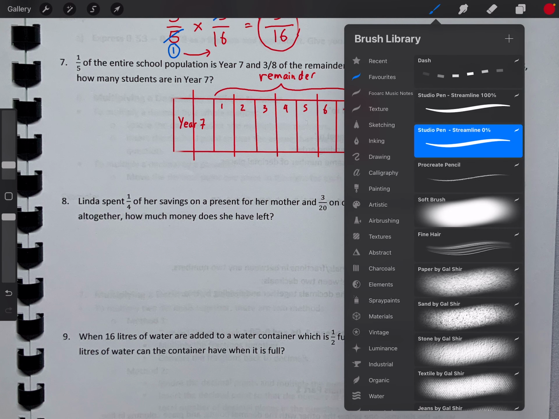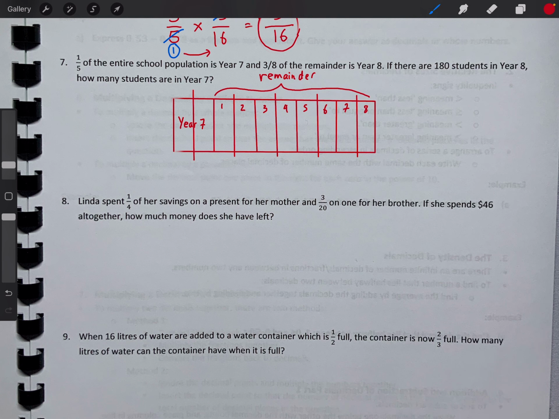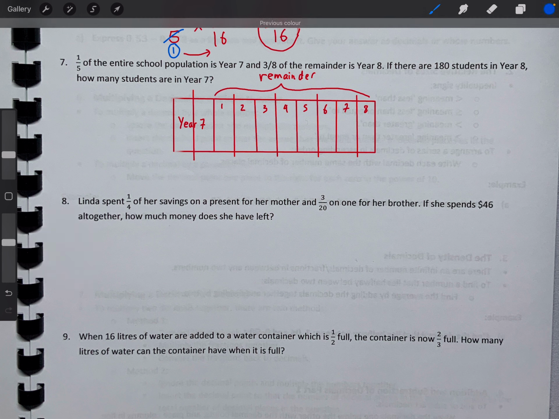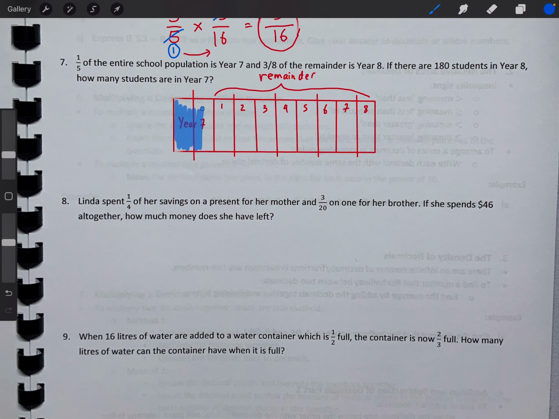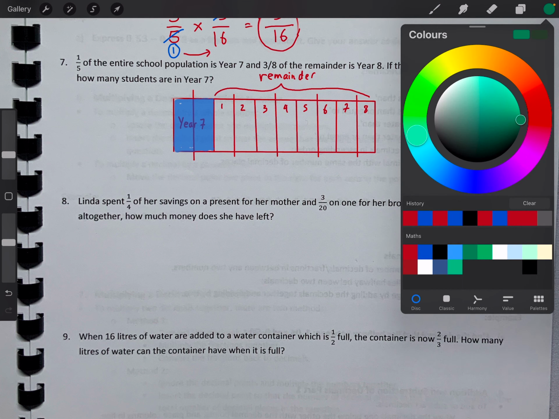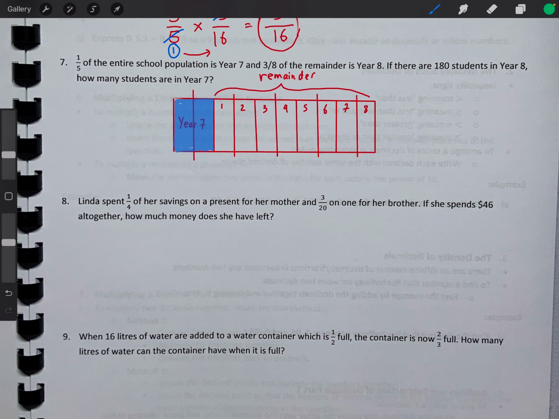Is there a highlighter or something here? No. Okay, that's fine. So imagine the first one is year 7. So this is all year 7s. Okay, yep, there they are. And let's do year 8 as green. And then we want 3, so 3/8 of the remainder is year 8. So that means 3 pieces are year 8. So these 3 pieces here are year 8. 3/8. This is the 3/8 that we're talking about.